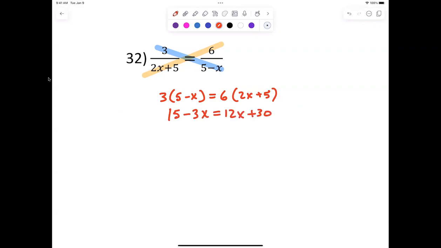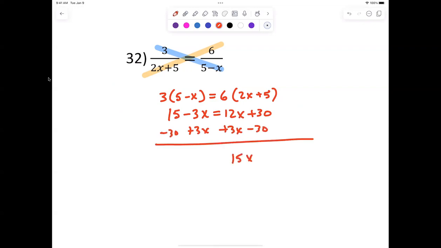Once again, we add 3x, subtract 30. 15x equals negative 15. So here we go. Negative 1.